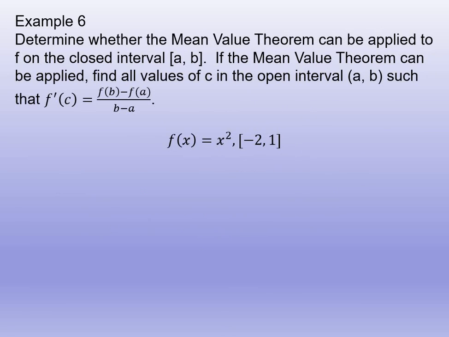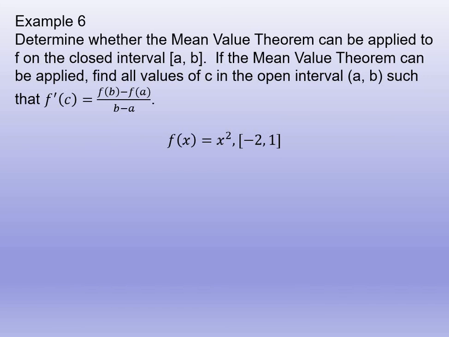All right, example 6. We're going to determine whether the mean value theorem can be applied, and if it can be applied, find all the values of c in the open interval. The mean value theorem states that f prime of c is f of b minus f of a all over b minus a. We are given the function f of x equals x squared on the closed interval negative 2, 1.